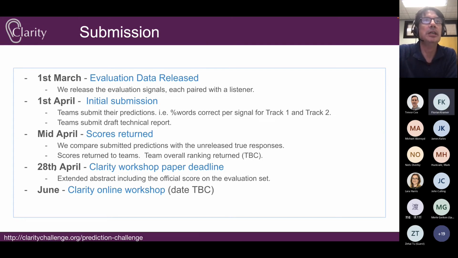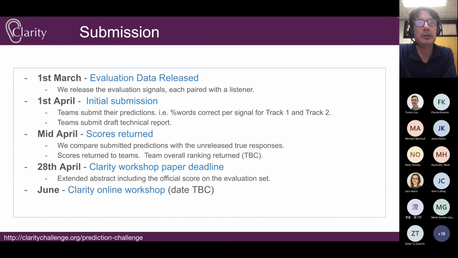And then at the end of April, we'll be asking people to submit Clarity workshop papers. So you'll have your system, you'll have your scores returned. You can then prepare an extended abstract, which can include your official score, and submit it to the Clarity workshop. And then in June, we plan to have an online event to present the results and the outcomes of the challenge.